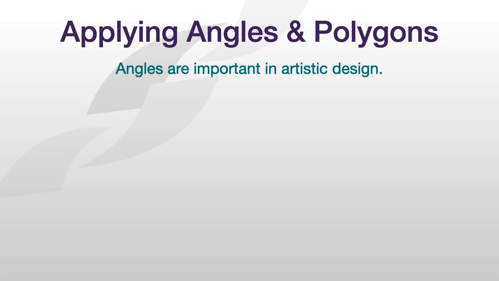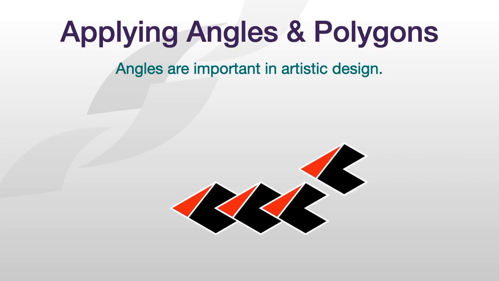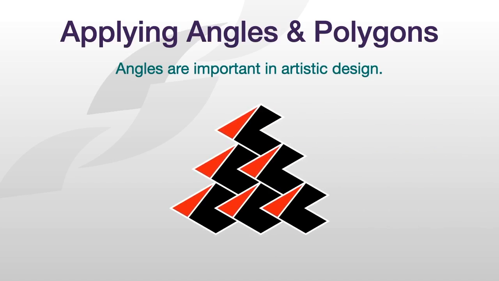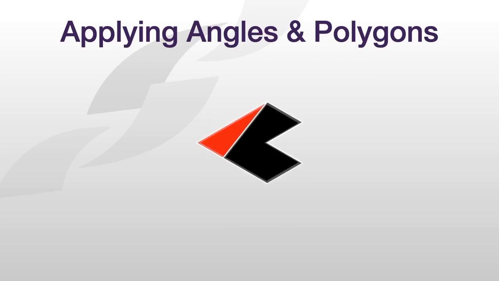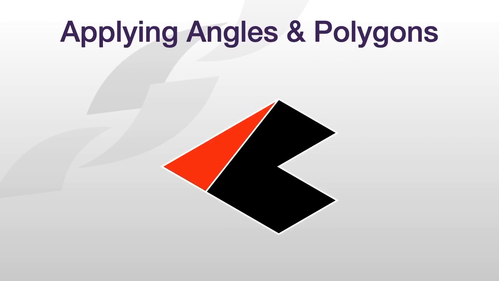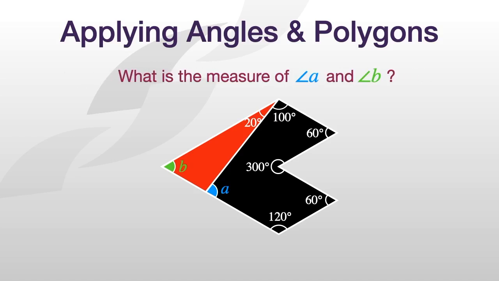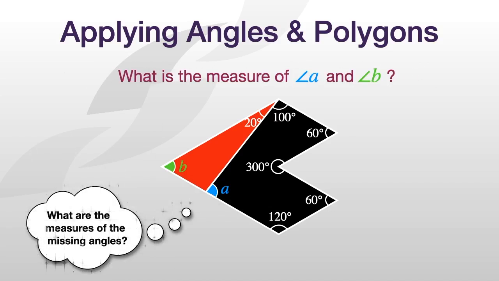Our next example will consider how angles are an important part of artistic design. Consider this design made up of shapes. Let's look at one of these shapes. Some of the angles are given, but we don't know the measure of these missing angles, A and B. How could you determine the measure of angle A and the measure of angle B?